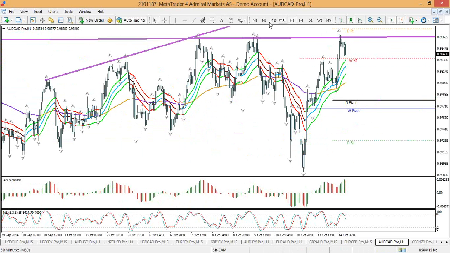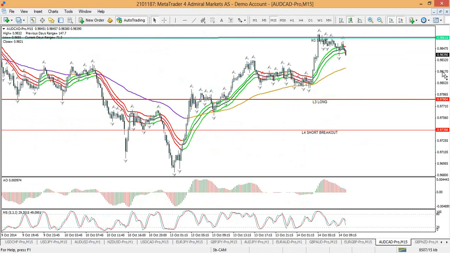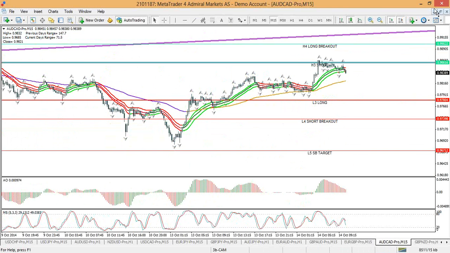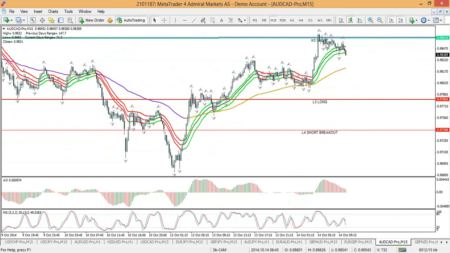So no wonder price is stopping here. I guess if price does break above H3, it could go to H4. Otherwise, it looks more like a bounce spot, in fact, for more downside, which could be right here, or wait for L3 to get broken.